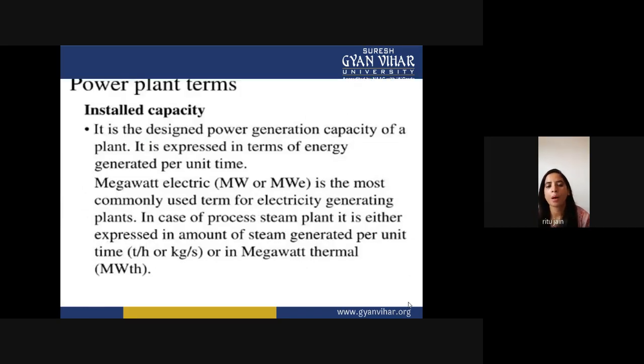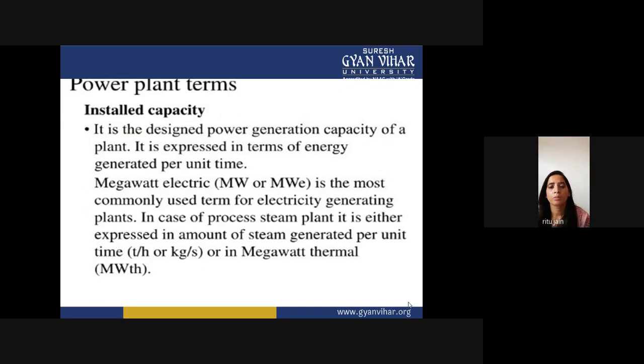Now we come to the power plants. First we have to understand how we will decide the capacity of a power plant. It depends upon your load demand: how much load is connected to this power plant, how many appliances are connected to this power plant, and how much we do some future analysis.